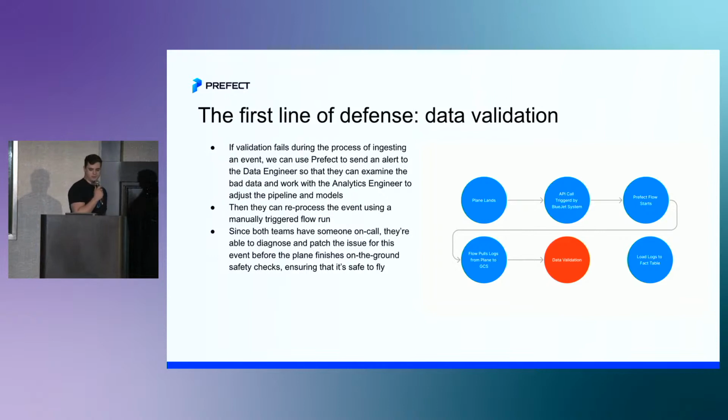If validation fails during the process of ingesting an event, we can use Prefect to send an alert to the data engineer so they can look at the bad data and work with the analytics engineer to adjust the pipeline and the models. They can reprocess the event manually, and since both teams have someone on call, they should be able to patch and diagnose the issue before the plane finishes on-the-ground safety checks, ensuring it's safe to fly. We have also made sure that no bad data has actually made it to our fact tables. So if another plane lands during the time that our engineers are looking at the problem data, we haven't stopped the pipeline. We can keep going.